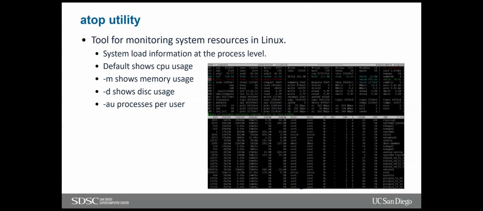For this command, it's similar. By default, it orders by CPU usage, but you can toggle that to show memory usage. You can also use -D to show disk usage and -AU to show processes per user.